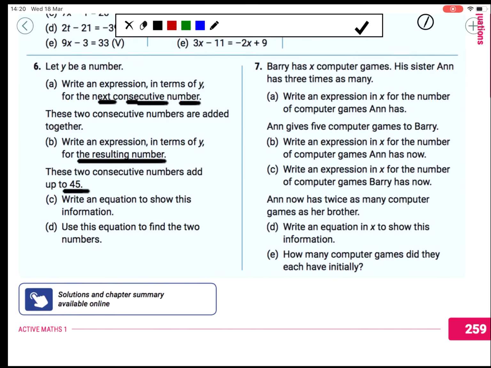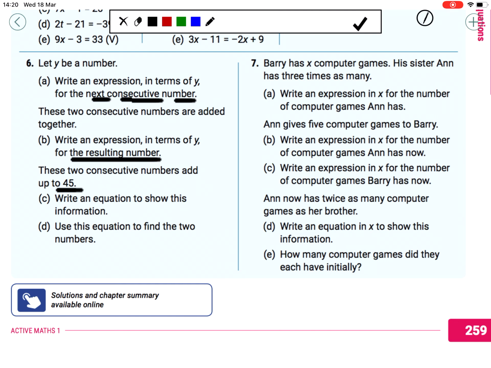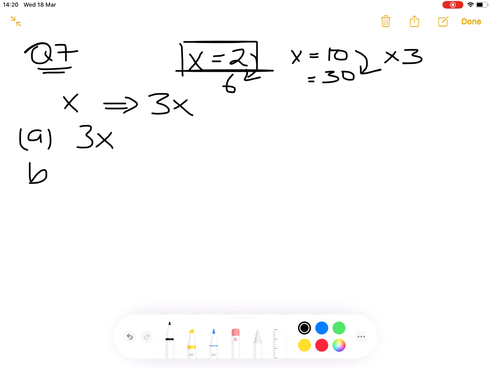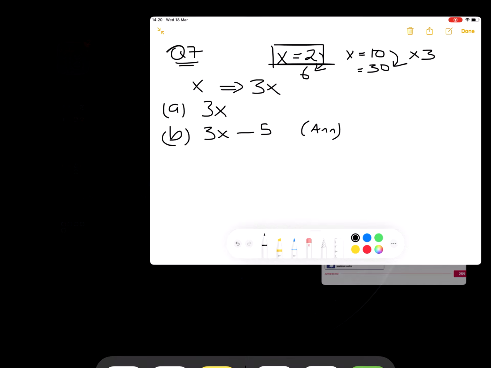Perfect. Next part, it says, Anne gives 5 computer games to Barry. Write an expression in X for the number of computer games that Anne has now. So remember, she's got 3 times as many as Barry. She has 3X games. But then she gives 5 to Barry. So the number of games that she's got has decreased by 5. So it's 3X minus 5. So that now tells me how many games that Anne has after she's given the 5 to Barry. Alright.